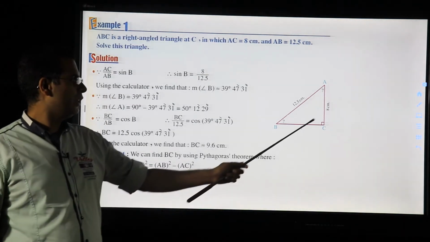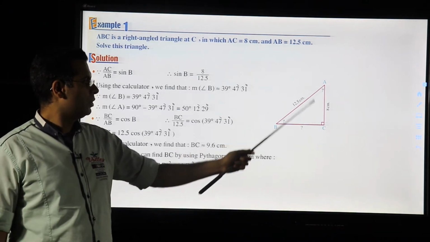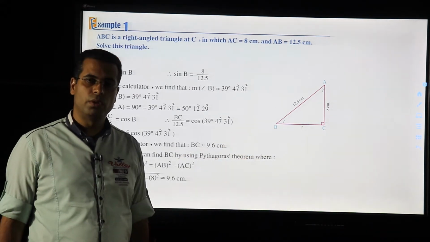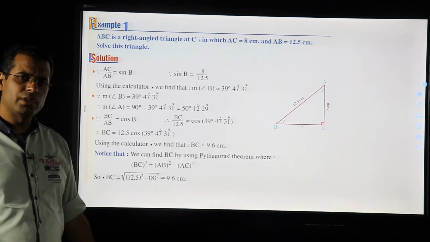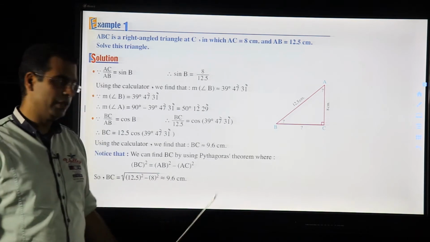Or we can use Pythagoras theorem. BC equals square root hypotenuse power 2 minus the other side power 2. We can get the same answer, which is 9.6. Of course, Pythagoras theorem is easier than this way. Okay.